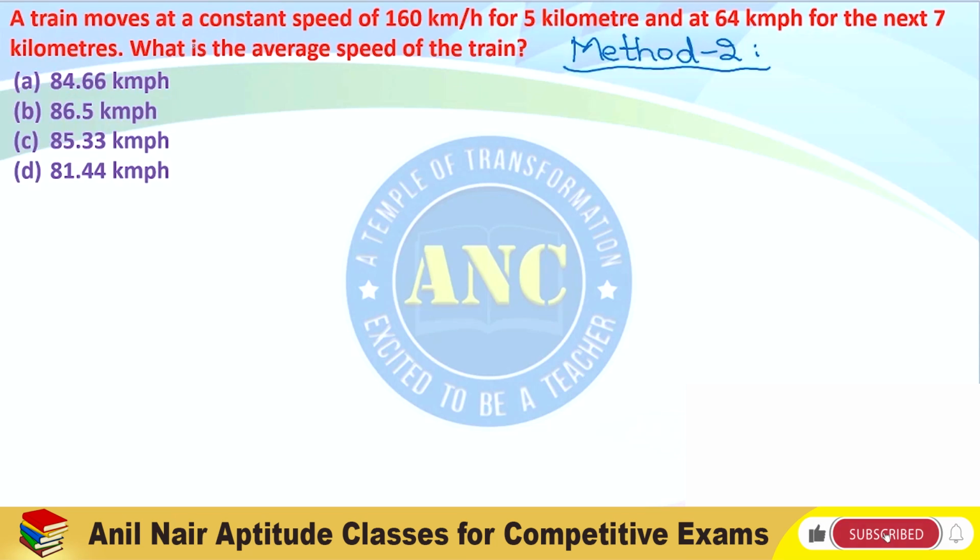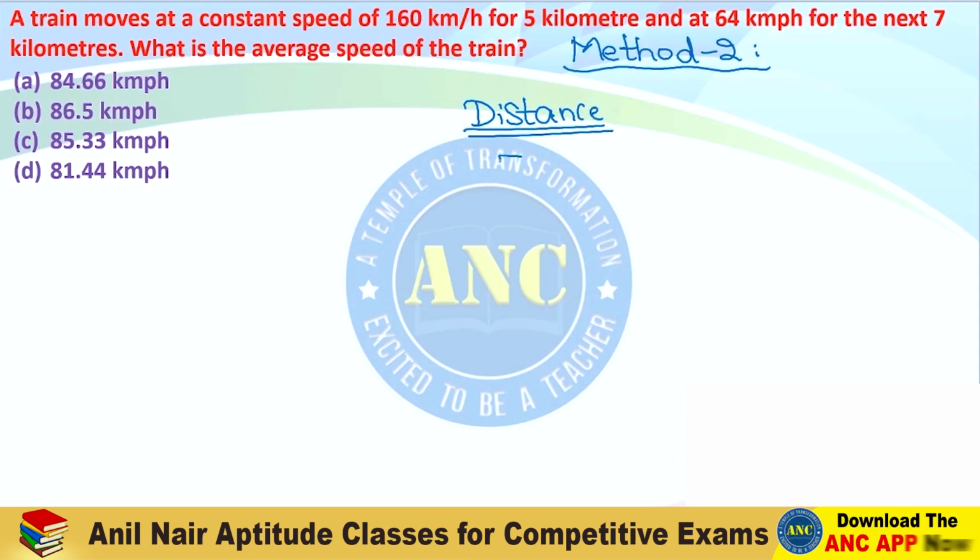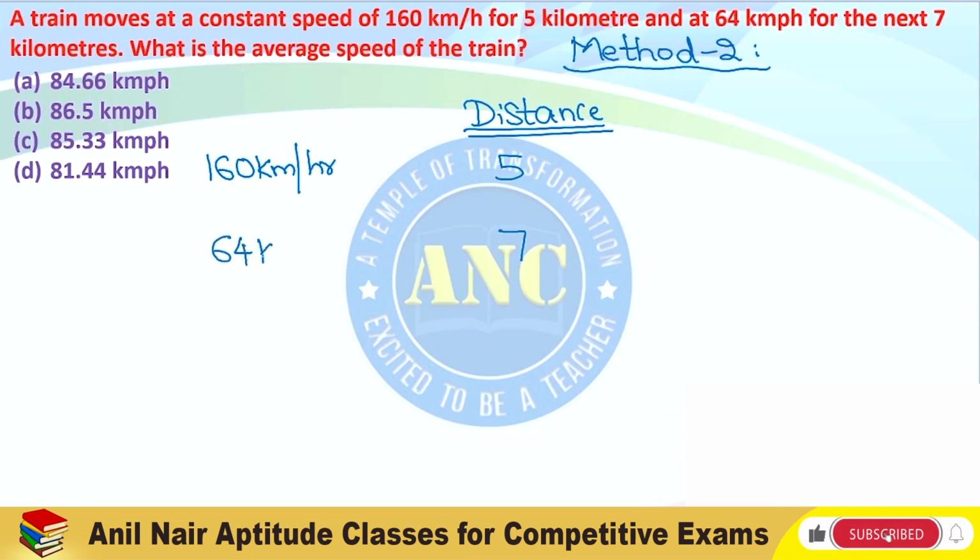Now see here, a train moves at a constant speed of 160 kilometers per hour for 5 kilometers and 64 kilometers per hour for the next 7 kilometers. That means for the first 5 kilometers it is traveling at a speed of 160 kilometers per hour, and for the next 7 kilometers it is traveling at a speed of 64 kilometers per hour. So I can say that the distance ratio is 5:7. I hope it is clear for you people.